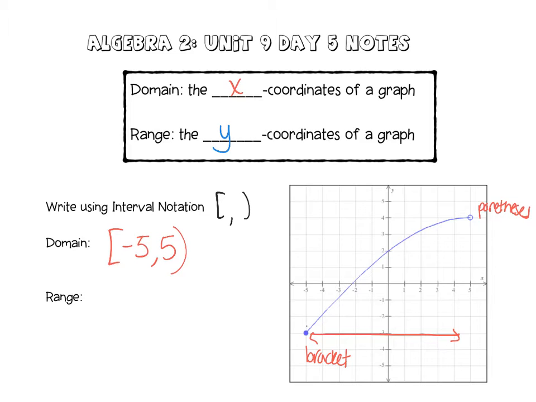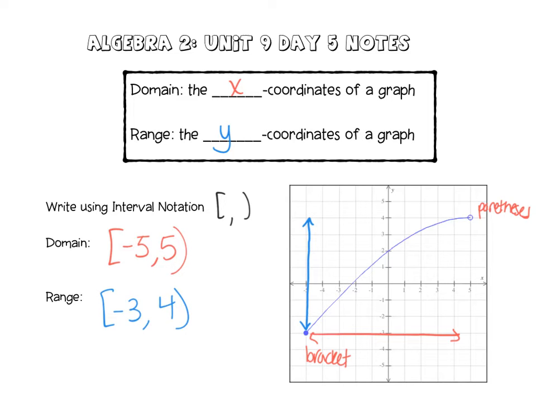Now, when you're looking at the range of the function, remember we're talking about the y value, so this distance here going up and down. We're going to start at the lower point when we're doing our intervals. The lowest point is at -3 on the y value, and it is a closed circle. So we do a bracket -3, comma, and then the highest point is an open circle, at 4 on the y-axis. So I'm just going to put 4 and close it with a parentheses.